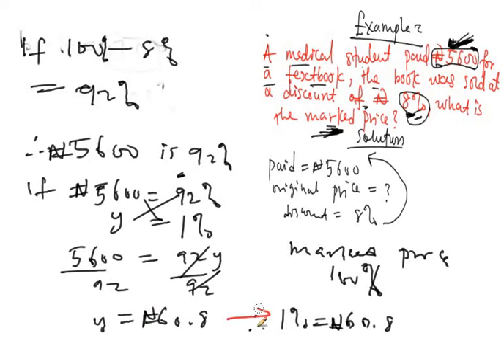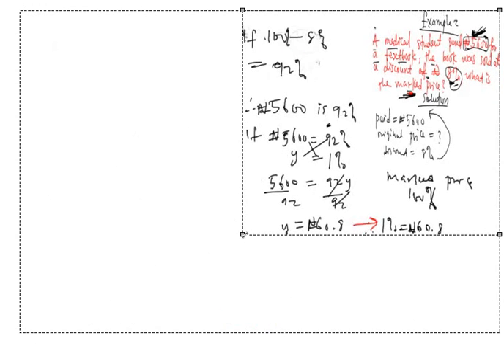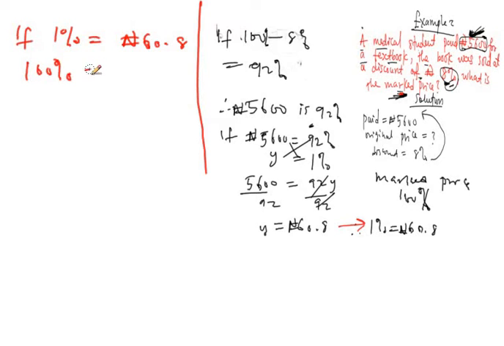So now that I've got 1%, to be easy to solve, I put my 1%, so I can look for the 100% by cross multiplying. Okay, let me reduce the size. And I say if 1% is equal to 60.8 naira, then 100% will be the original price. 100% to be what? Will be x. Cross multiply. And I say 1 times x is x.